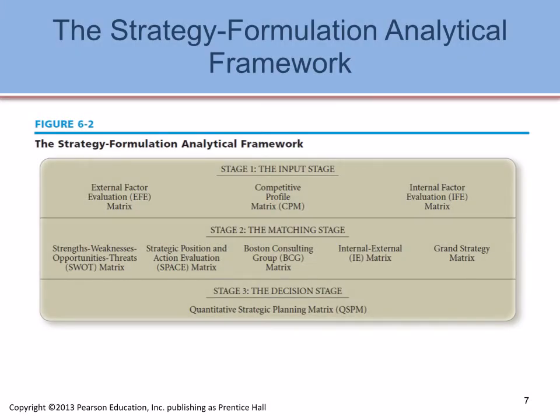Here is the strategy formulation analytical framework, which consists of 3 stages. Stage 1, the input stage. Stage 2, the matching stage. And stage 3, the decision stage. Important strategy formulation techniques can be integrated into a 3-stage decision-making framework, as shown in figure 6.2 of the textbook. The tools presented in this framework are applicable to all sizes and types of organizations and can help strategists identify, evaluate, and select strategies.